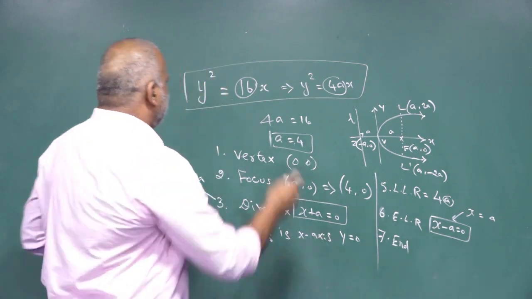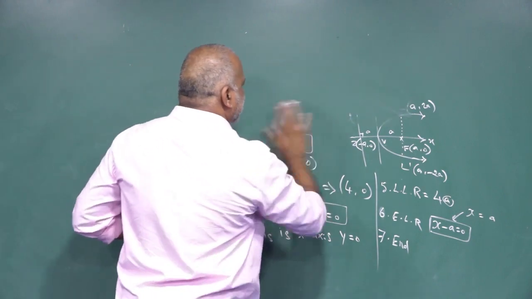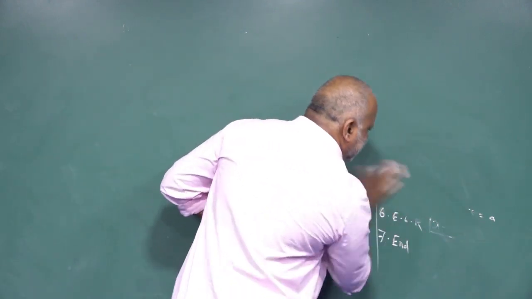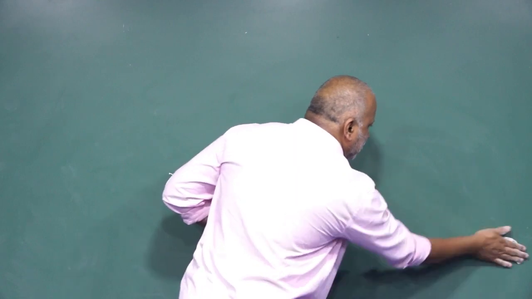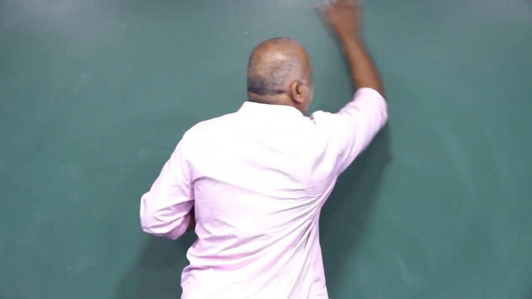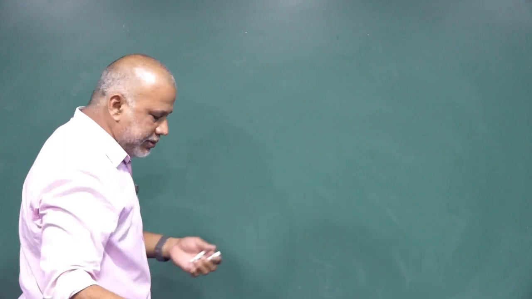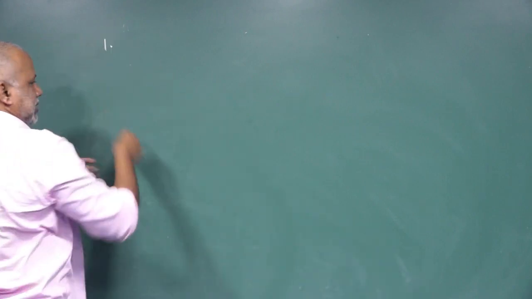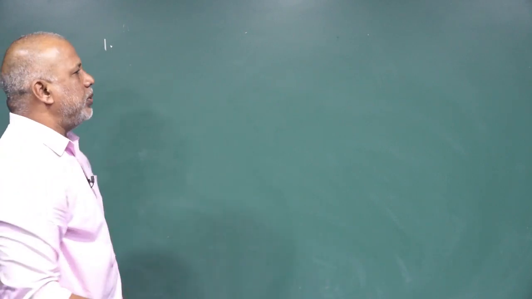Now we have to understand the question. Out of these 7 results, any 2 results may be given. You have to form the equation of the parabola. That is the concept. Today we are going to work out sum number 1.